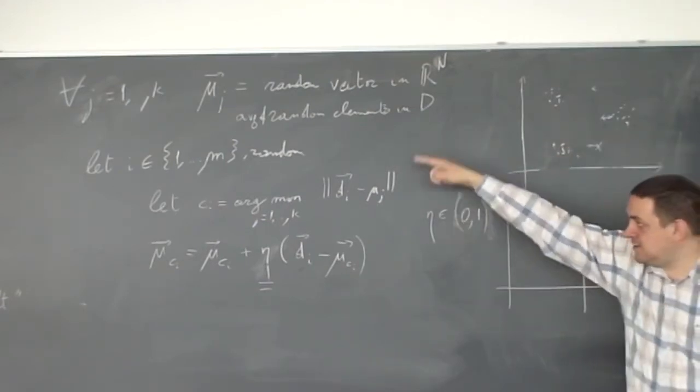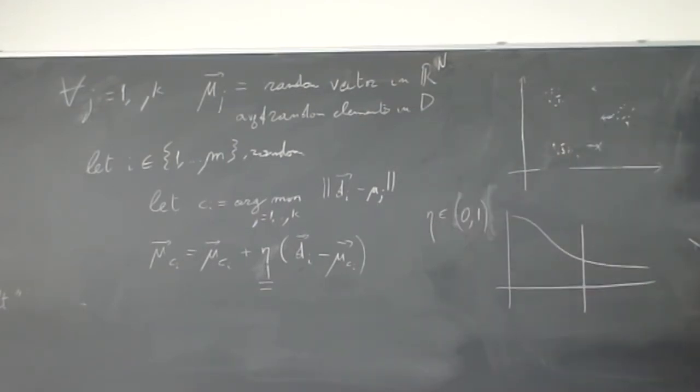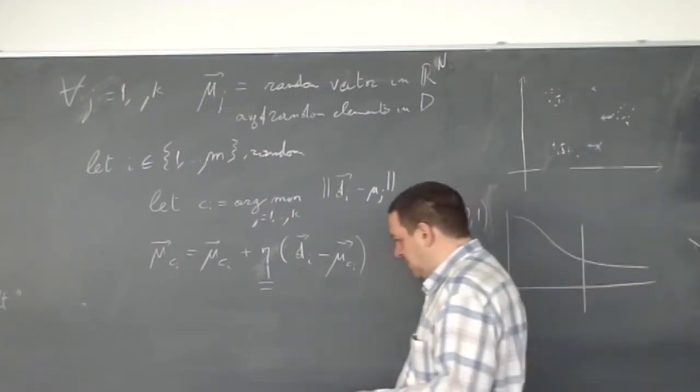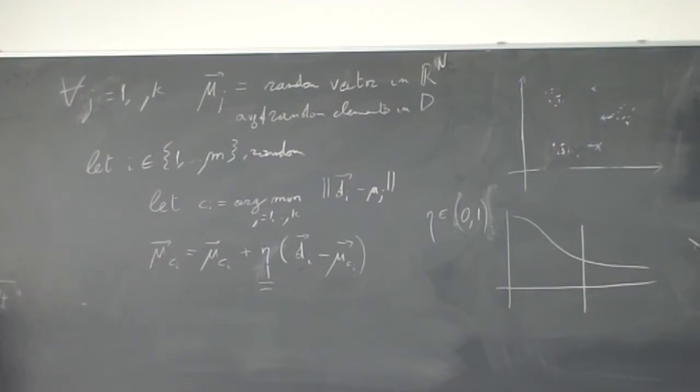So in this case, you see, the step is much simpler. Take one element and pull the corresponding representative towards that element. So this can be seen as the prototype soft k-means algorithm.